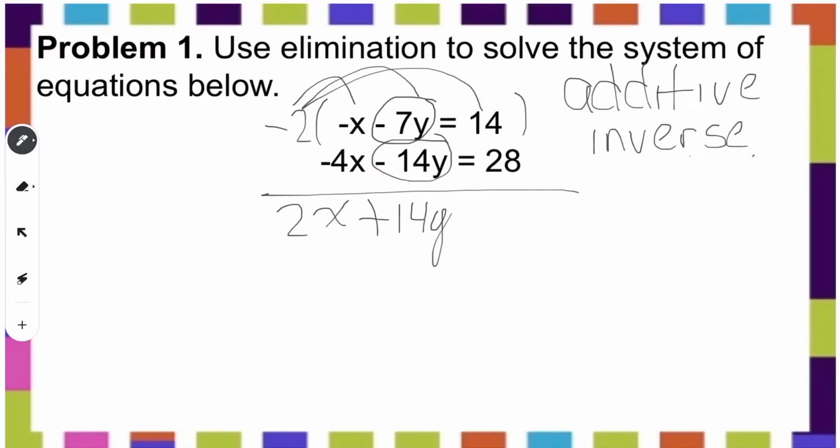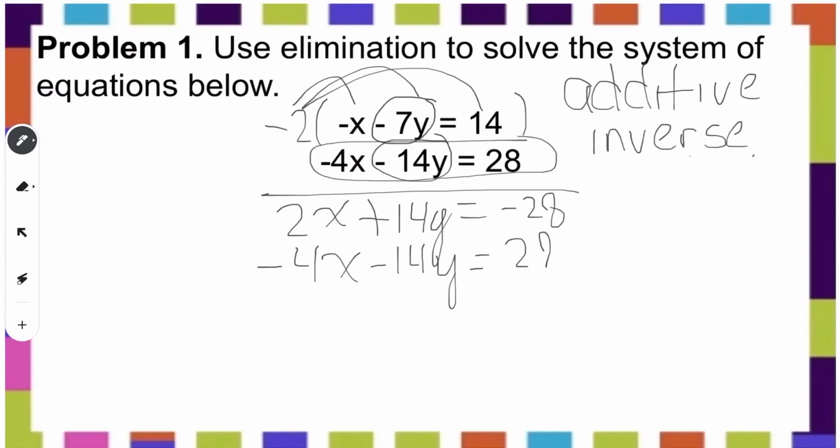Anyways, negative 2 times negative 7y is positive 14y. Bring down my equal sign, and negative 2 times positive 14 is negative 28. Then I take this bottom equation and bring it down. Rewrite it down here. I have negative 4x minus 14y equals positive 28. We immediately eliminate our additive inverses because they will add to 0, so it makes no sense to rewrite it. 2x minus... We're on to step number 3.